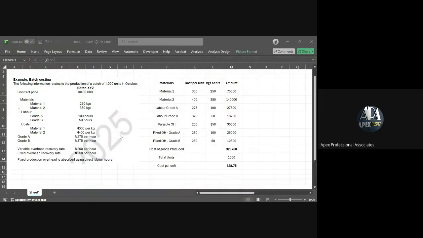Now, back to this question that we are solving. If we are going to move this forward into a ledger, all this material 1, material 2, labor grade 1, labor grade 2, variable overhead and fixed overhead cost will come on the debit side. They will be debited to your profit and loss account. Then your profit and loss account will be credited with cost of goods manufactured. You now take this cost of goods manufactured into your income statement to reduce your revenue.